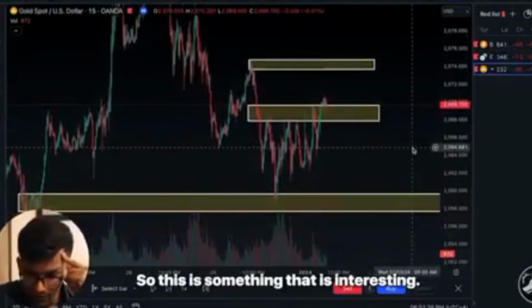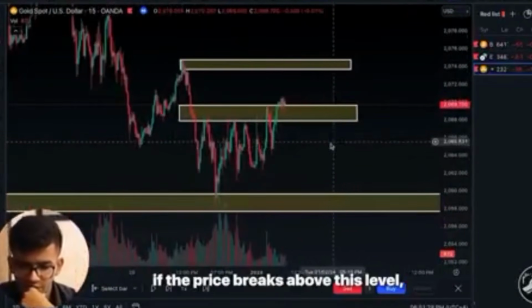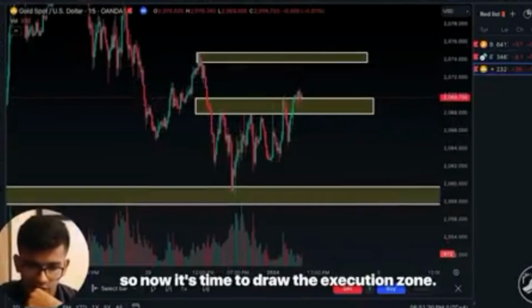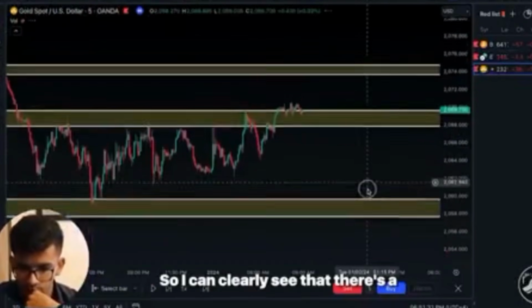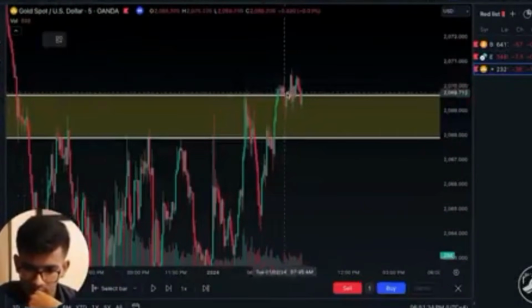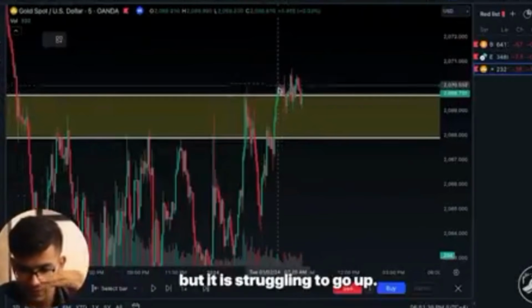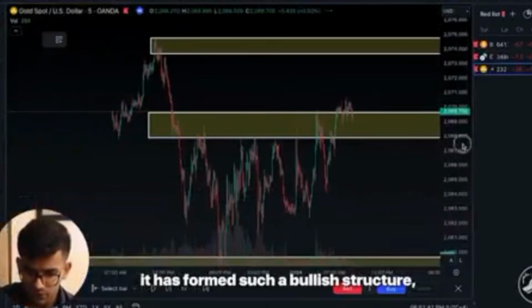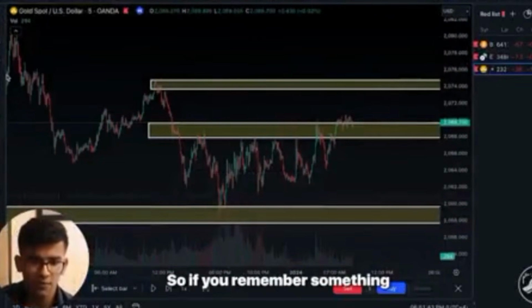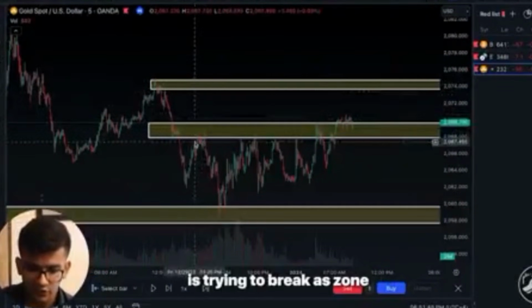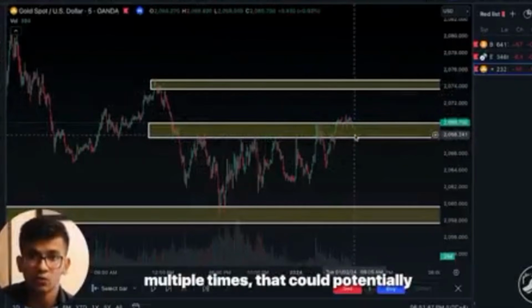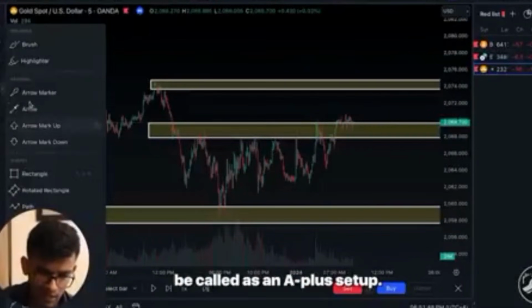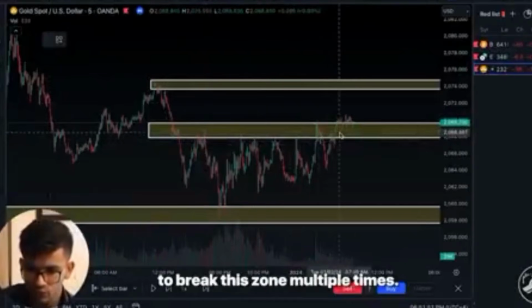So this is something that is interesting. So let's say if the price breaks above this level, so now it's time to draw the execution zone. I can clearly see that the price broke this particular level, but it is struggling to go up. But the fact that the price is going above, it has formed such a bullish structure. If you remember something I told you, that if a price is trying to break a zone multiple times, that could potentially be called an A plus setup, right? So you can see the price has tried to break the zone multiple times.